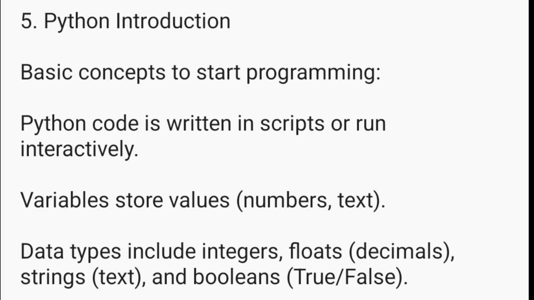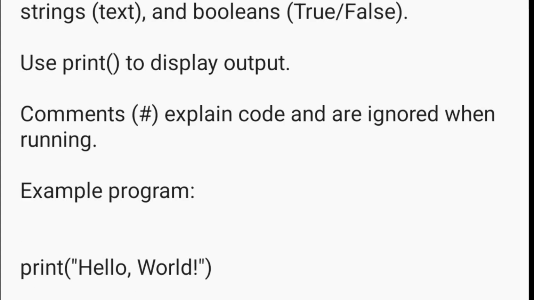5. Python Introduction. Basic concepts to start programming. Python code is written in scripts or run interactively. Variables store values, numbers, text. Data types include integers, floats (decimals), strings (text), and booleans (True, False). Use print to display output. Comments (#) explain code and are ignored when running. Example program: print("Hello, world").